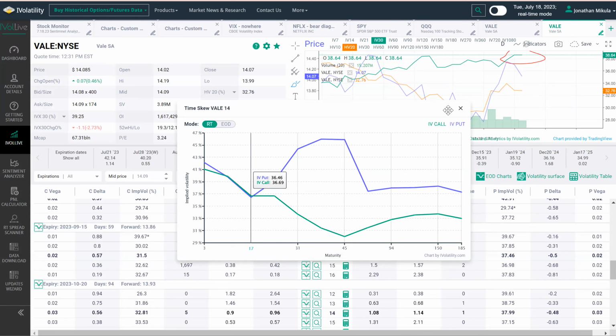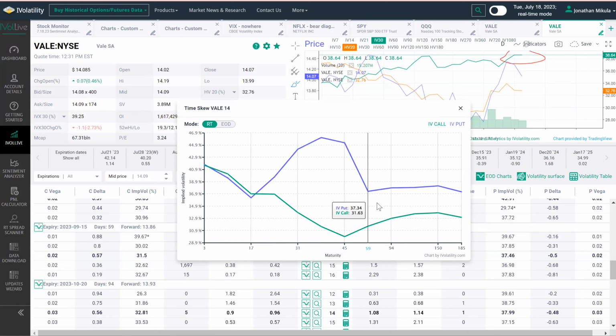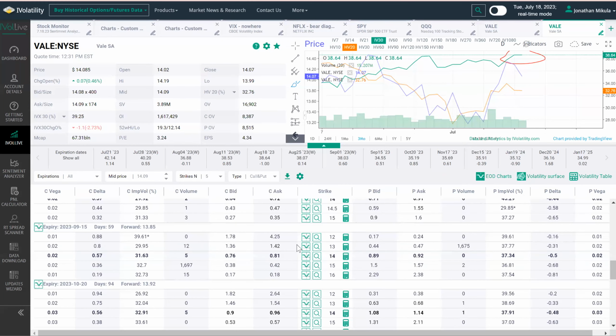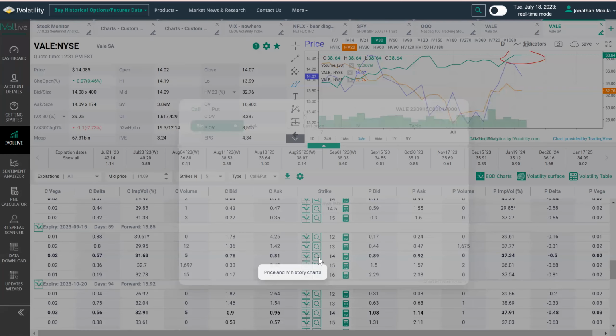So this is a really cool chart I like to pull up just to see where the market's head is at as we go out on the expiration. Again, time skew. This is showing us how things are skewed over time. So I like to look at that. The other thing I like to look at is this magnifying glass. The little subhead here is price and implied volatility history charts.